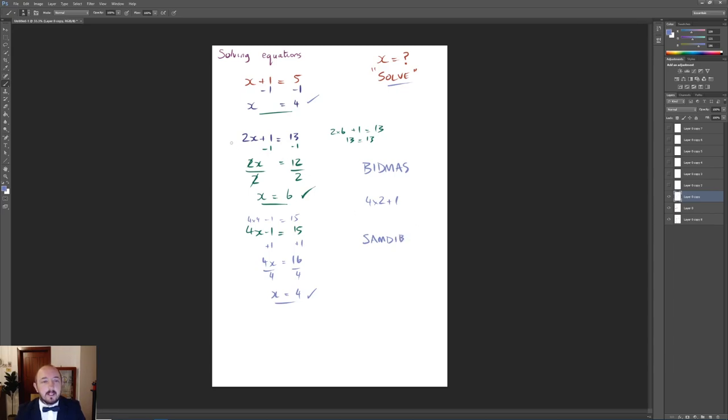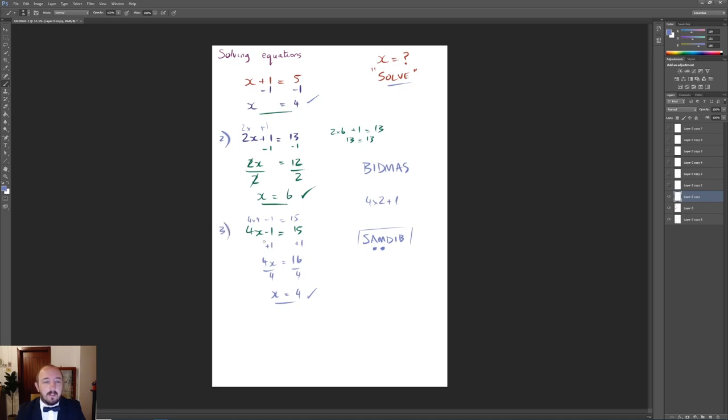So in this example, in question 2, we have a multiply 2 here and a plus 1 here, which when we look at SAMDIB, we have the addition and the multiply. So I dealt with the addition first, the plus 1, before I dealt with the multiply. Okay, there are some exceptions to this rule, but if you learn this process, then that will guide you through the vast majority of these questions.